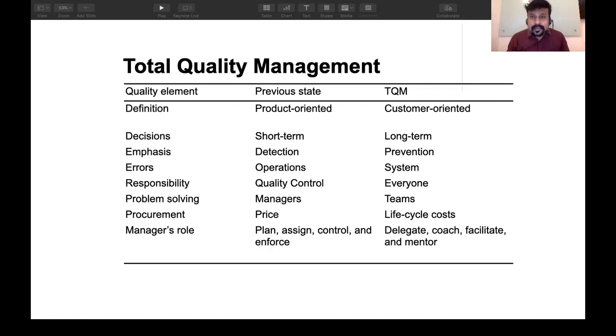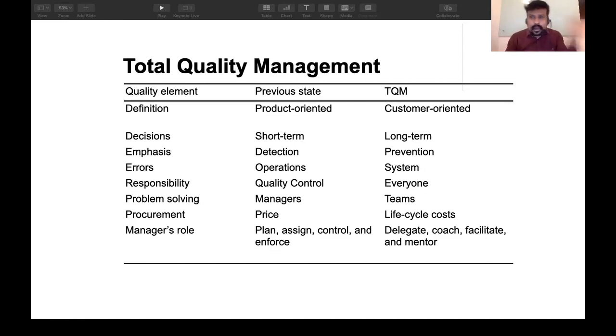Delegate your responsibilities. So non-critical tasks, give them to another person so that they can do it. Coach them, facilitate them to do your work. Don't be with them and monitor them, but help them to do it. And finally, mentor them, guide them. This is the role of a manager.